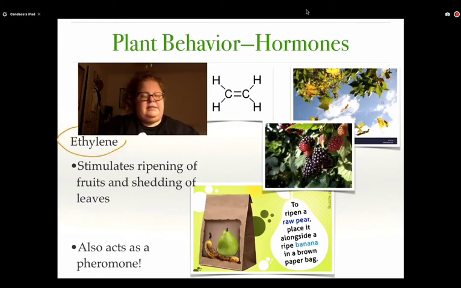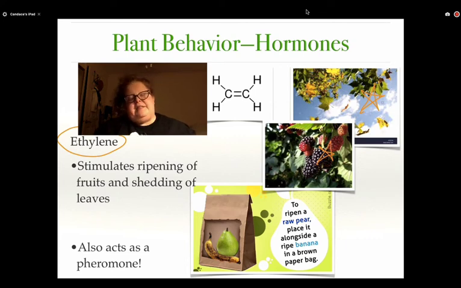And ethylene exists not just as a hormone in plants. There's a lot of applications in chemistry for ethylene. But what ethylene does is it works internally to stimulate the shedding of leaves. So it's going to be working opposite of the cytokinins and the ripening of fruits. So that's what's going to cause these fruits to begin to ripen.